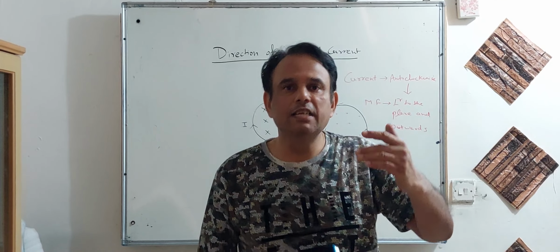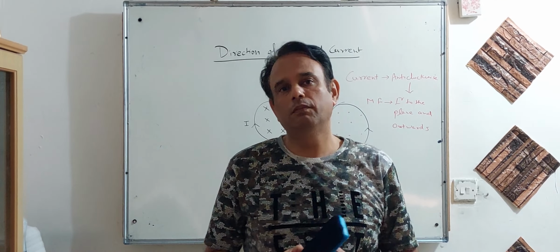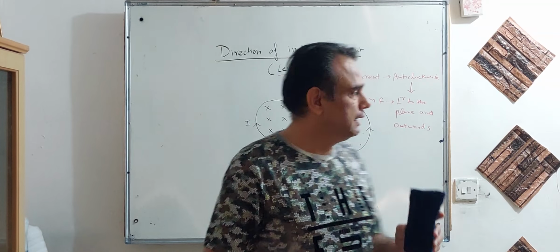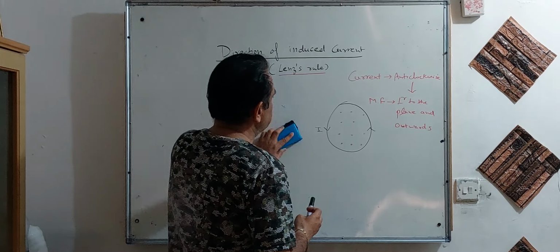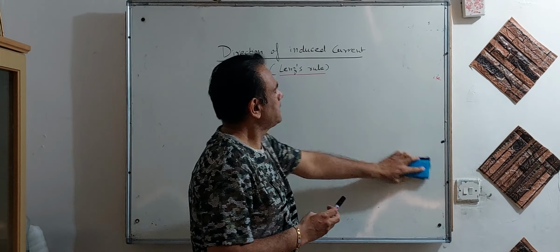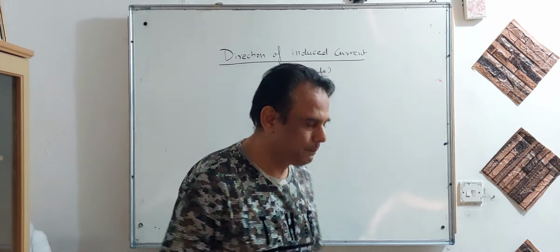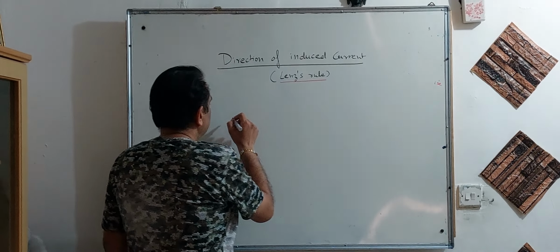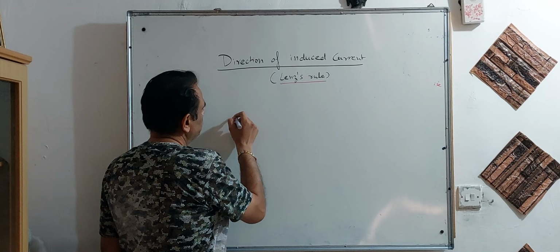Now, let us see the direction of induced current whenever a coil enters a magnetic field or leaves a magnetic field. For that, let us understand a simple question first. I will begin with a simple question here.